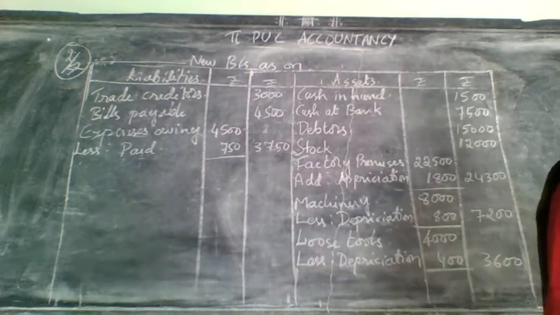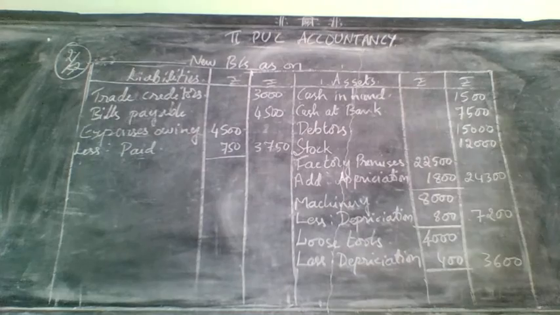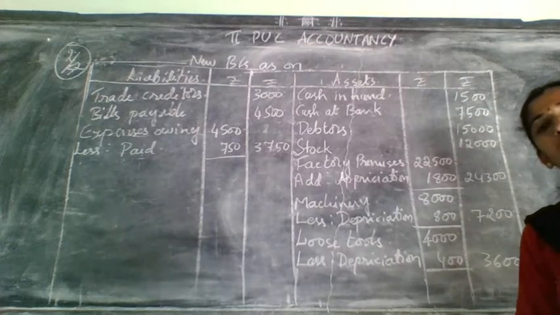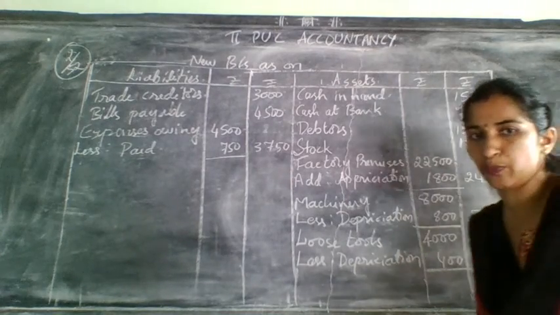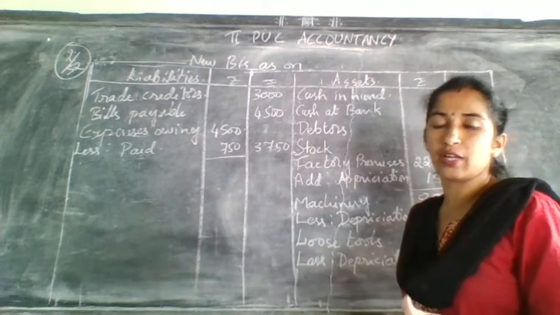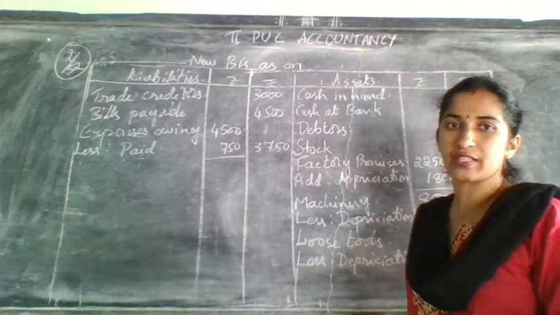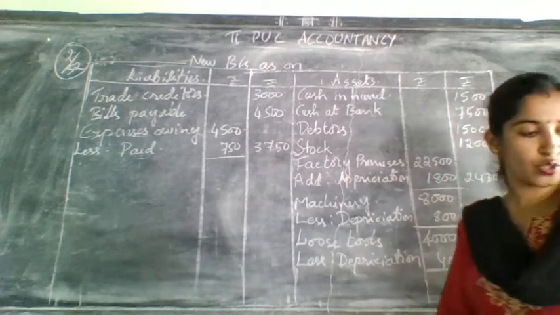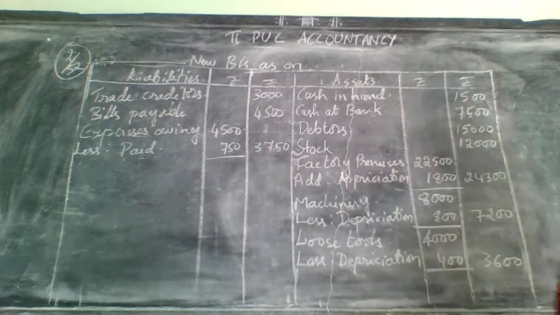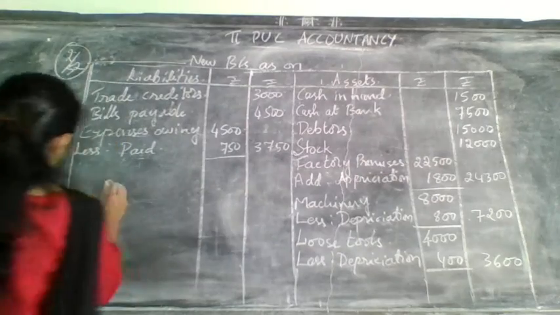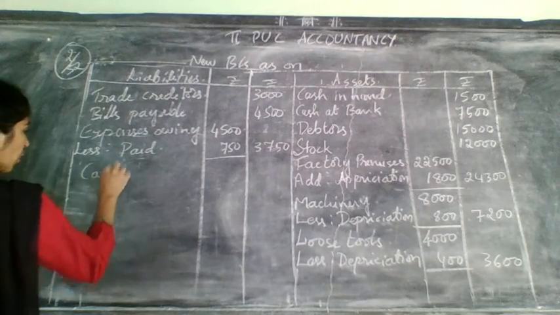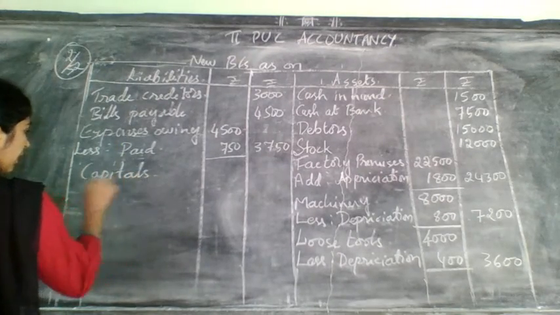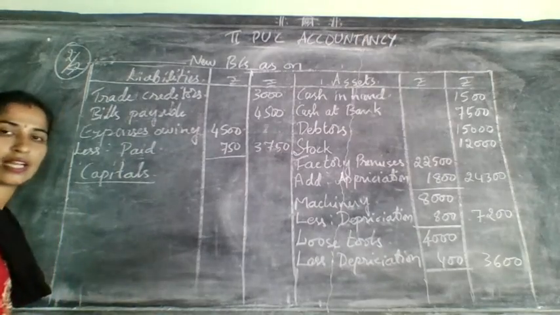Okay. Next, after expenses owing, general reserve you should not take. Why? Because it is related to partners, and that was already distributed in the partners capital account, so it will not appear in the new balance sheet. So don't write general reserve. Next you need to write capitals. So write the capitals.